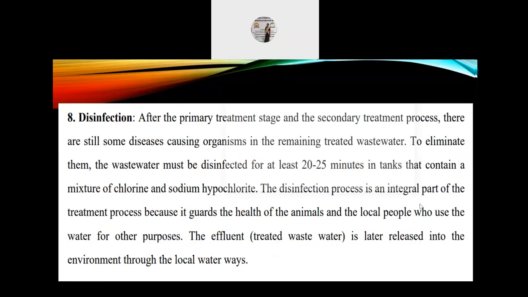Next, disinfection. After the primary treatment stage and the secondary treatment process, there are still some disease-causing organisms in the remaining treated wastewater. To eliminate them, the wastewater must be disinfected for at least 20 to 25 minutes in tanks that contain a mixture of chlorine and sodium hypochlorite.